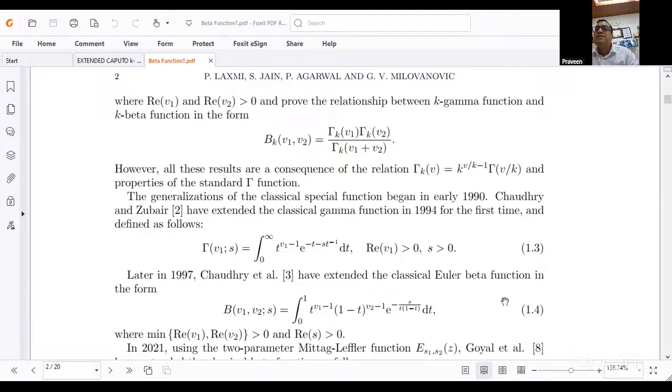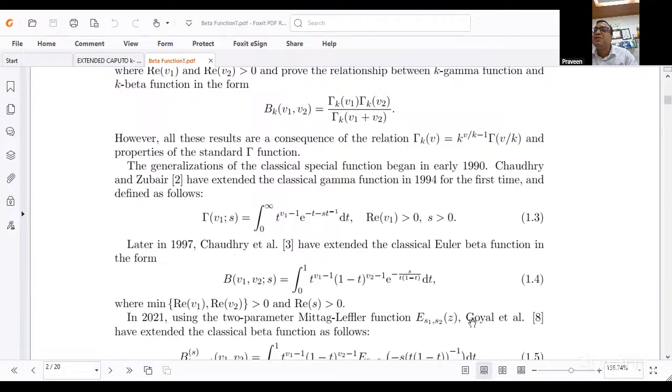Later on in 1997, Chaudhry et al. and his research group extended the classical Euler beta function, which is given by equation 1.4. Here you can see that they have used one new part, that is the exponential function. They incorporated the exponential function in the integral and generalized the beta function, which is given by equation 1.4. The convergence conditions are given here.